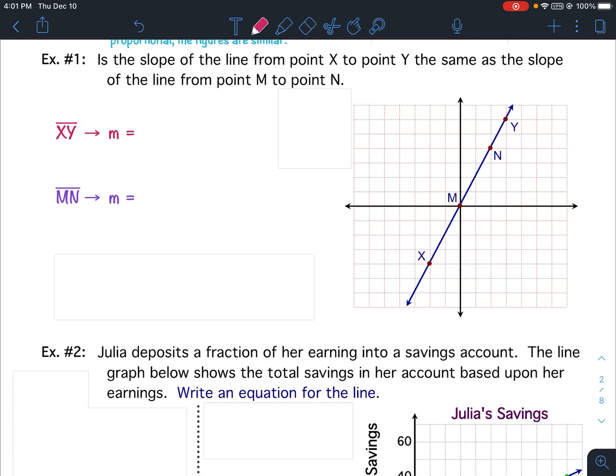Relating slope and y-intercept to linear equations, lesson 7 notes. Example number 1. Is the slope of the line from point X to point Y the same as the slope of the line from point M to point N?